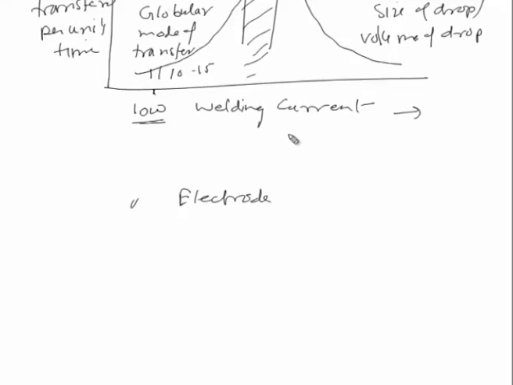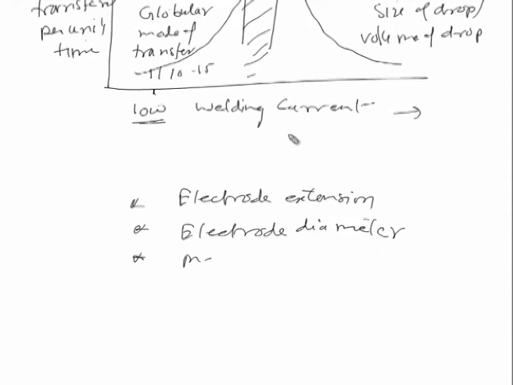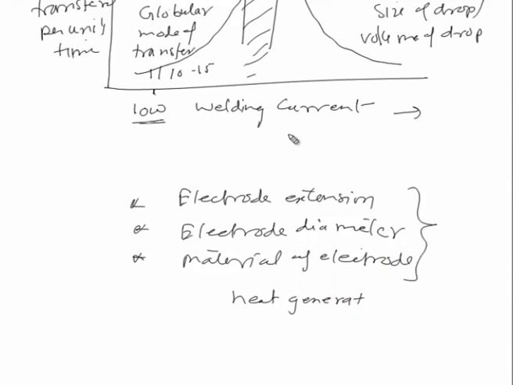So, electrode extension is one factor, electrode diameter is another, and the material of the electrode. These factors in totality affect the heat generation for a given welding current: an increase in electrode extension, a decrease in electrode diameter, and an increase in electrical resistivity of the electrode material.